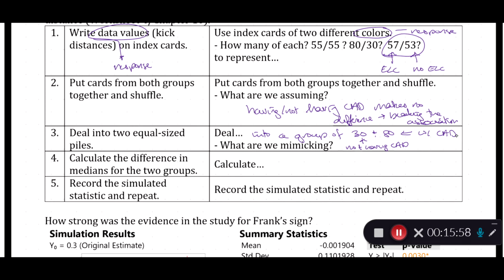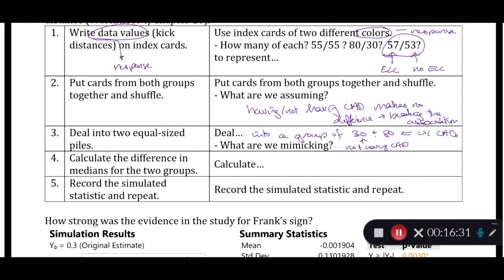Because I don't have equal size groups for my categorical explanatory variable, when I simulate my study, I have to make sure that I simulate the imbalance in my actual study. So because there are 30 patients who do not have CAD in my actual sample, I need to deal only 30 cards to one group. The remaining 80 cards are going to go into my other group, and that's going to simulate the 80 patients who do have coronary artery disease in my sample.